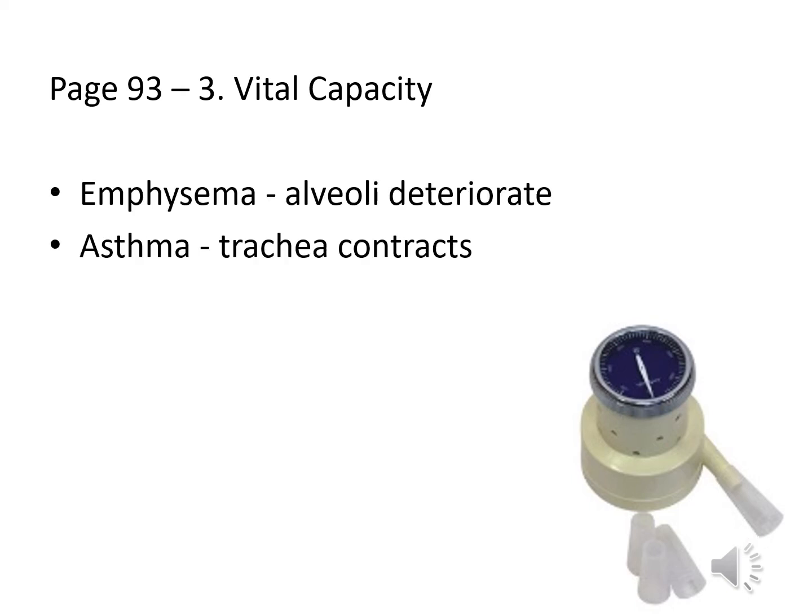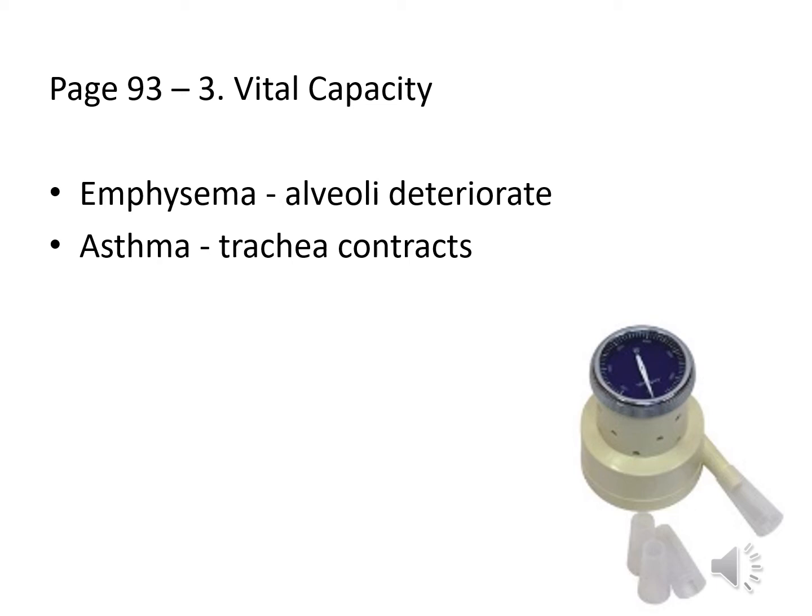The lab book also asks, how would emphysema affect vital capacity? Well, it might be nice to actually know what emphysema is. Emphysema is when the alveoli deteriorate. One of the videos talked about the alveoli deteriorating with cancer, and emphysema would cause the same problem. You wouldn't have as much lung capacity, so emphysema would affect vital capacity by lowering it. Because you've got fewer lung parts on the inside, you're not going to breathe out as much air.